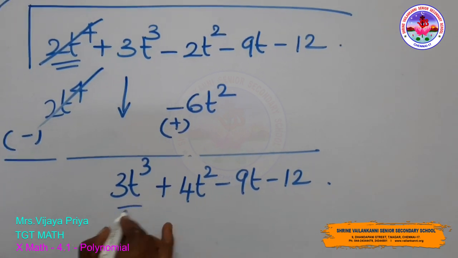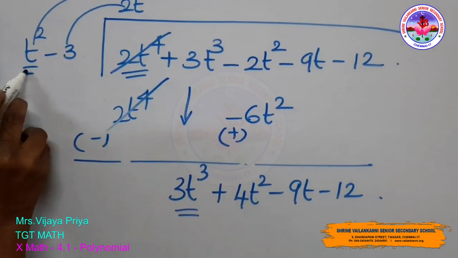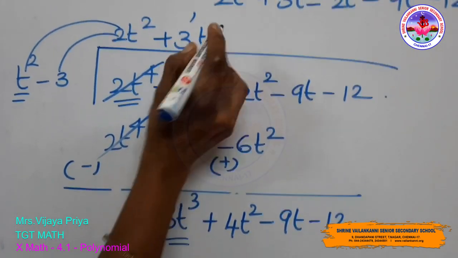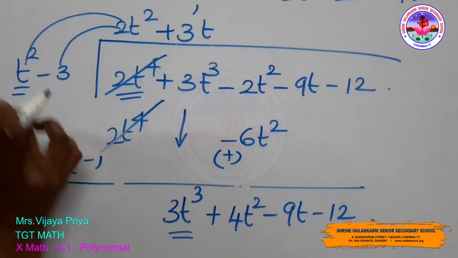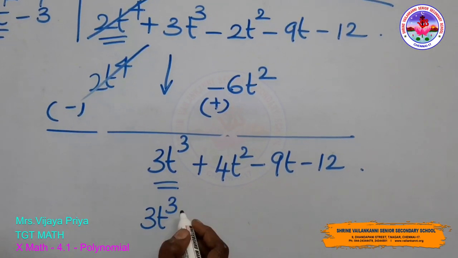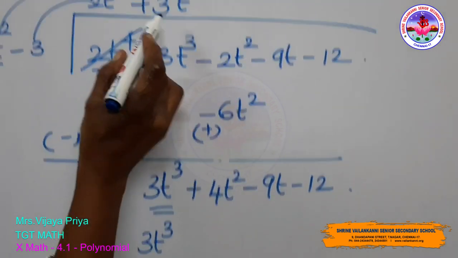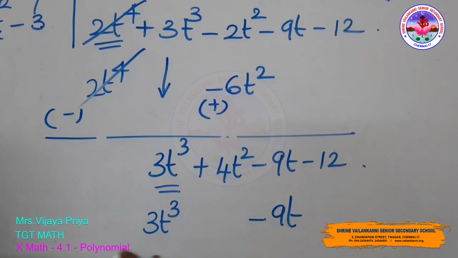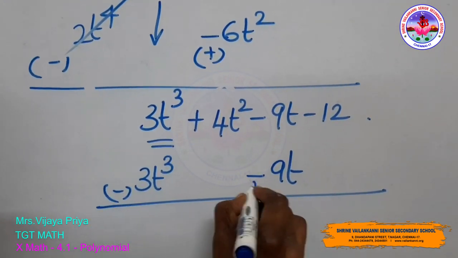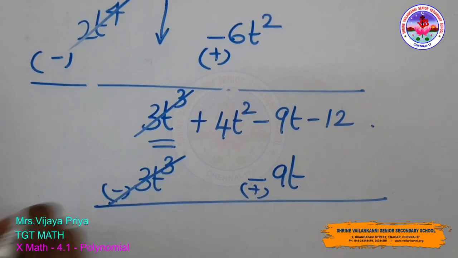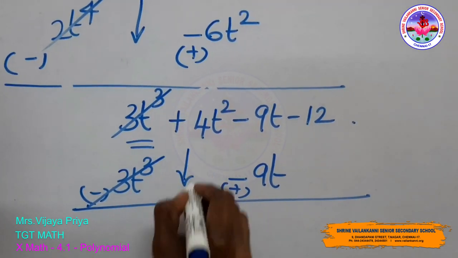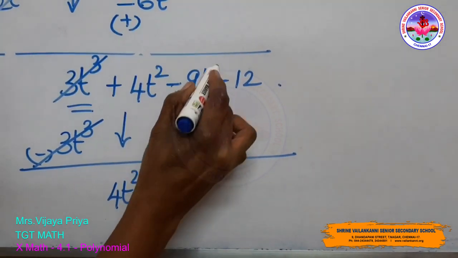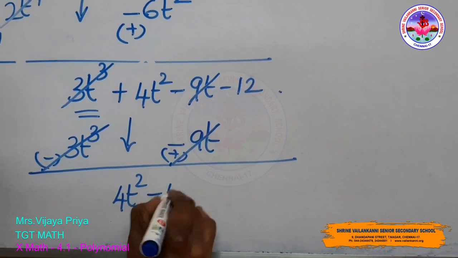Minus 9t minus 12. Now coming to the first term here and the first term of my g of x, I need to multiply plus 3t, so that 3t into t^2 is 3t^3, and plus 3t into minus 3, I will get minus 9t. Again changing my sign, 3t^3 minus 3t^3 gets cancelled, 4t^2 I am writing as it is. So minus 9t plus 9t also gets cancelled, you will have minus 12.